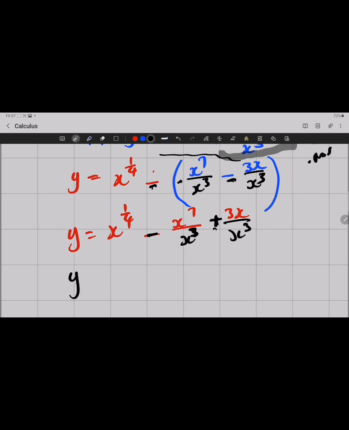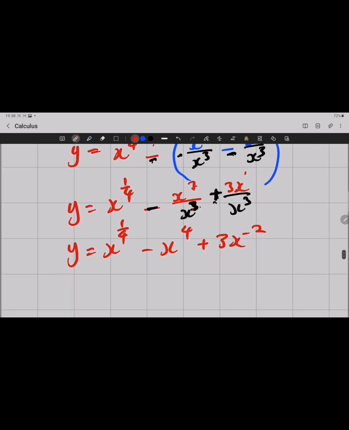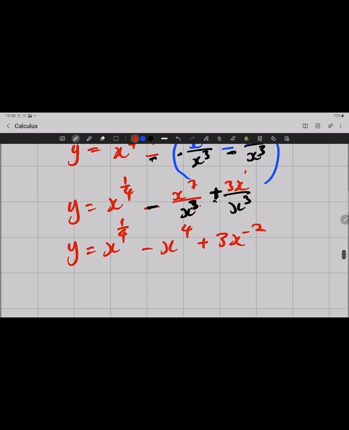Nonetheless, we're not done because we still have x in that denominator here. So what you're gonna do now, just gonna divide these two, so it's the same base, so just subtract the exponents. So you'll get 7 minus 3, which will give us a 4. Here you will get 3x, so it's a 1 here, minus 3, it's gonna give us a minus 2. And then that's what we have.